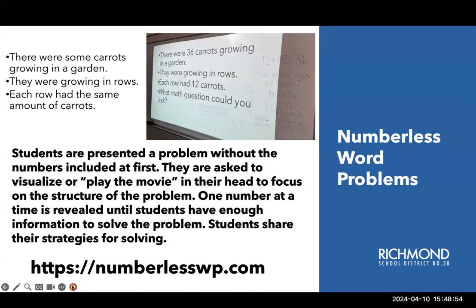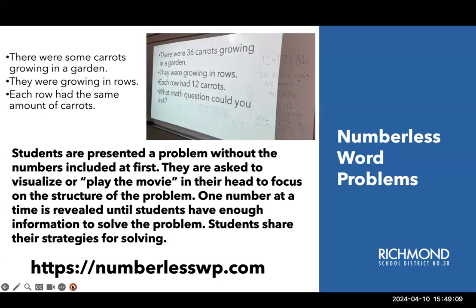Each row had 12 carrots. And then I'm not going to give them the question. Maybe at the beginning, the first time we do this, I might model the question, but I'm going to ask the students, well, what math question could you ask? Like, what is it that we need to figure out? We've got 2 numbers. What are we going to do with them?